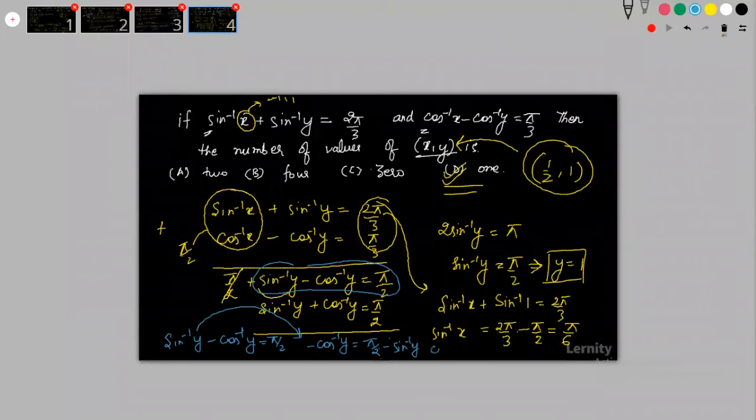So here also we will get cos inverse of y is equal to 0. Right? Understood? So cos inverse of y is equal to 0. Okay, so that means y is 1. Here also we are getting the same thing. If we substitute y is equal to 1, we'll get the same values. Understood?